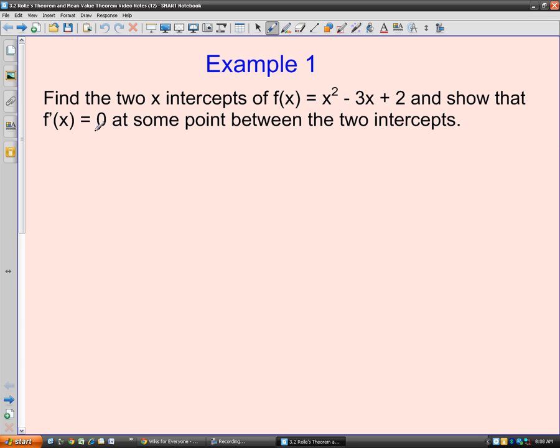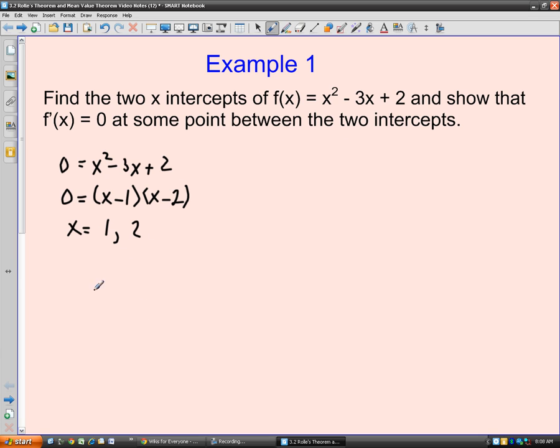So the first thing I'm going to do is find the x-intercepts. That's what they want me to do. So I'm going to set 0 equals x squared minus 3x plus 2. And if I factor that, you can see that I get x minus 1 and x minus 2. And so if I solve that, that means my x-intercepts are 1 and 2. So that's where the graph is crossing the x-axis.